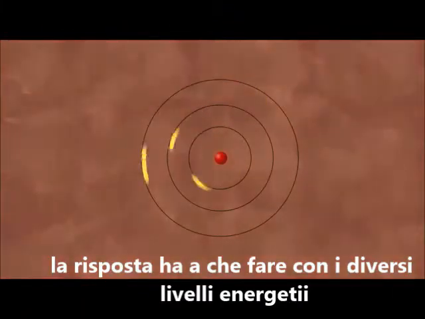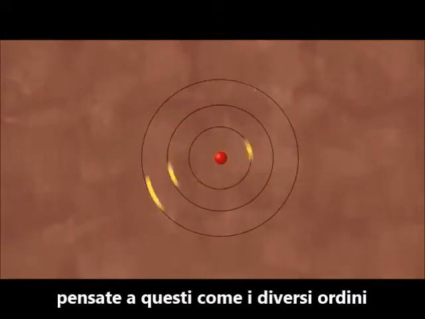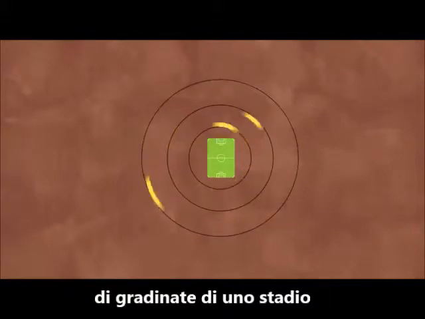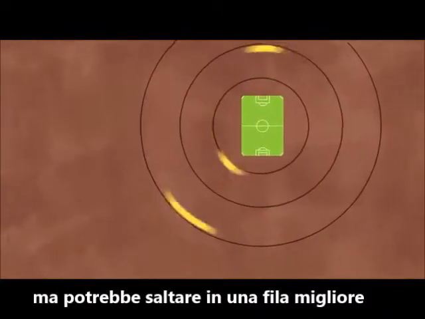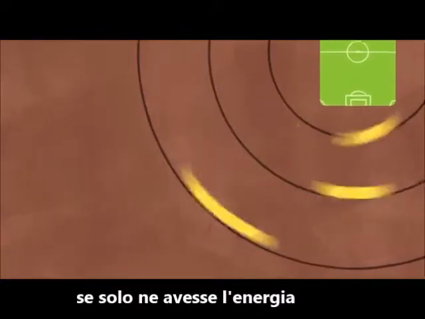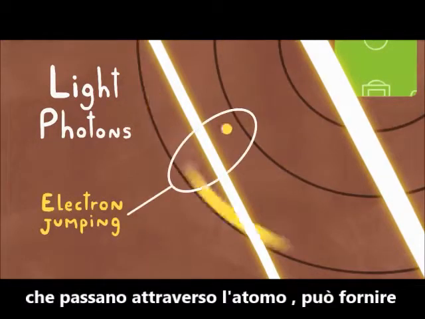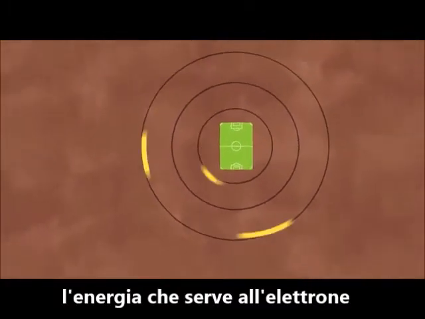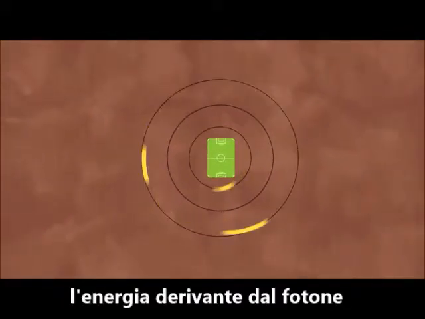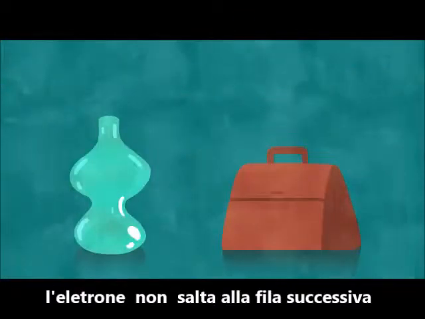The answer has to do with the different energy levels that electrons in an atom can have. Think of these as different rows of seats in the stadium stands. An electron is initially assigned to sit in a certain row, but it could jump to a better row if it only had the energy. As luck would have it, absorbing one of those light photons passing through the atom can provide just the energy the electron needs. But there's a catch. The energy from the photon has to be the right amount to get an electron to the next row. Otherwise, it will just let the photon pass by.